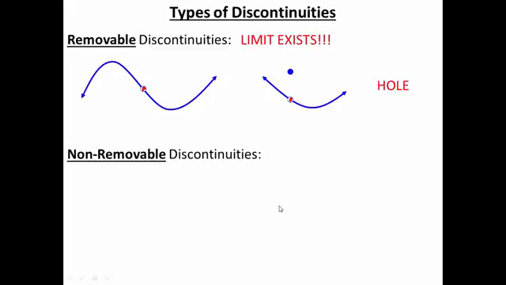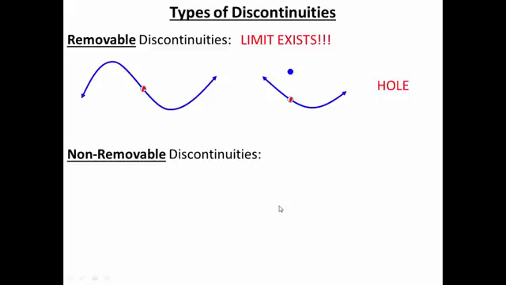Alright, now let's go a little bit deeper into the concept of discontinuity. Discontinuities exist in 2 main types: removable discontinuities and non-removable discontinuities. Removable discontinuities are holes. Essentially, if I have a hole, I can fill in that single point and remove the discontinuity. So if I see a hole, it's a removable discontinuity. Another way of thinking about it is if the limit exists, it's a removable discontinuity.